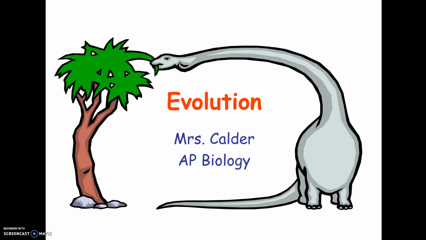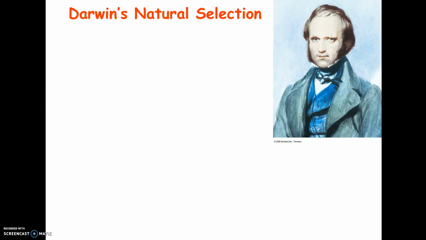Alright, so we're going to combine a few chapters from your textbook into basically one concise set of information that you need to know about evolution for the AP Biology exam. So the first thing you need to know is a little bit about Charles Darwin's theory of natural selection. Darwin came up with this theory of natural selection after he traveled to the Galapagos Islands.